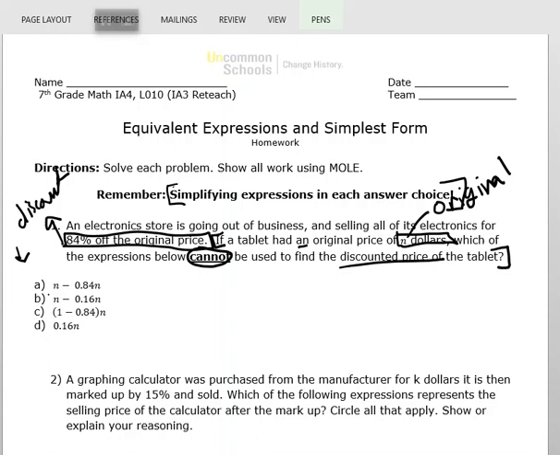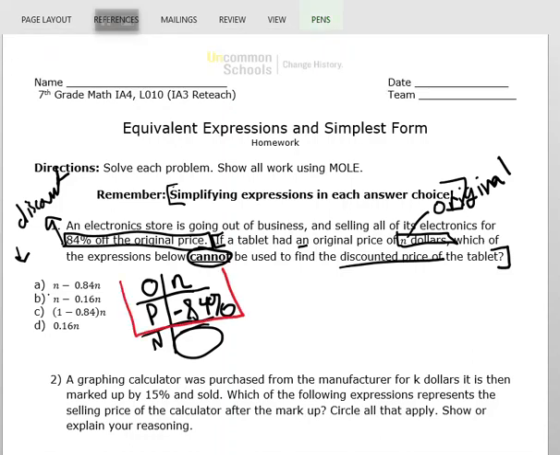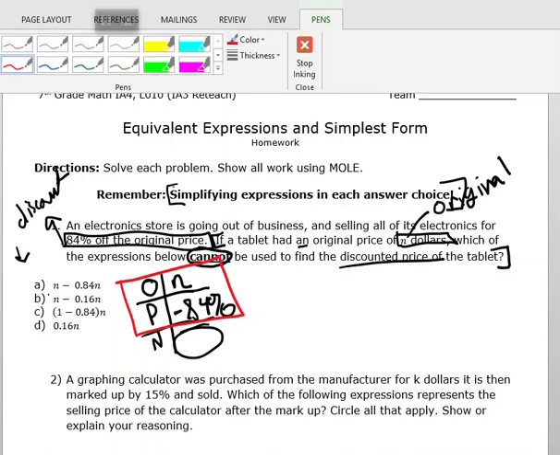I'm going to start with my OPM chart. So here, my original price, I do not know. It is N. Okay. My percent discount is minus 84%. And the new is what I don't know, but in this case, I'm not actually even going to find the new, right? I'm really dealing with the different ways that I can combine the original and the percent to get answers that are correct, to get expressions that will help me find the right answer.